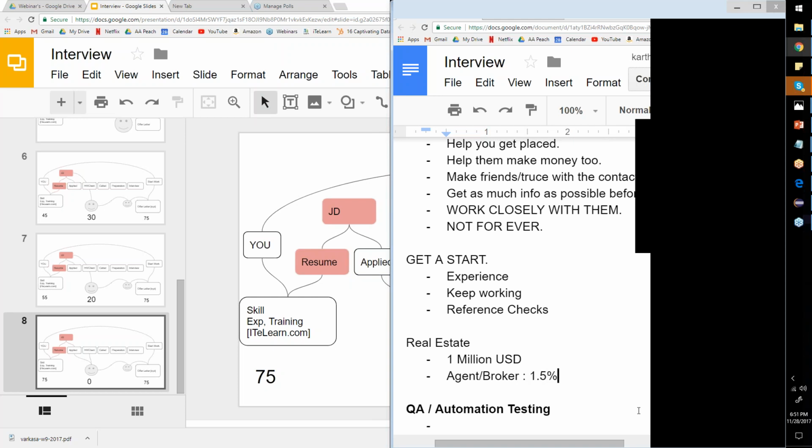1.5% from each side. They take 3%. How much is it, team? 30,000 US dollars for selling one home. They take the commission. They take it. It's gone. Maybe not from your pocket, but it's gone from the deal.